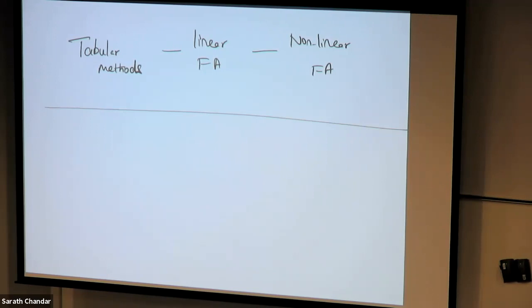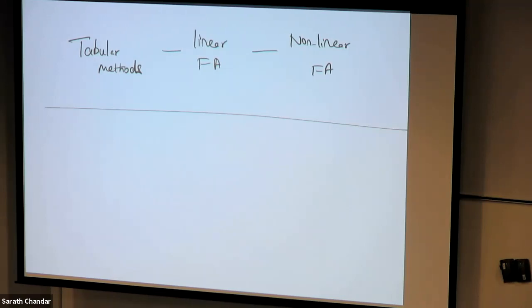So we will talk about the issue of nonlinear function approximation in general. But the general idea is, we have seen how to do this with on-policy methods.